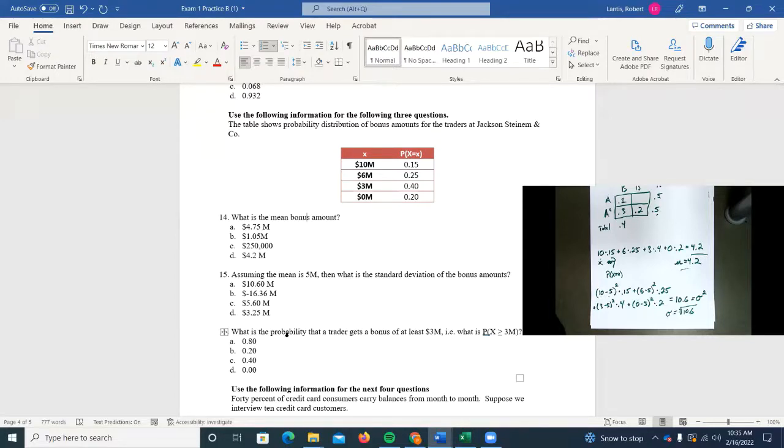Now, what if I had asked for what's the probability that it's greater than 3 million? Well, that's where you have to be careful with the equalities, right? If it's just greater than 3 million, what's the first possible outcome that would meet that criteria? Well, the first thing that's greater than 3 million would actually be the 6 million, right? So then I would just add up the probability of 0.25 and 0.15 and get only 0.4. Okay, so really that should be a pretty easy problem as long as you're paying attention to that equality.